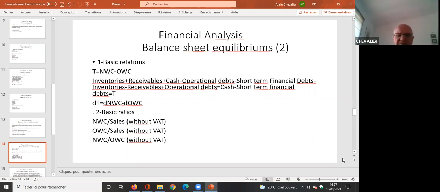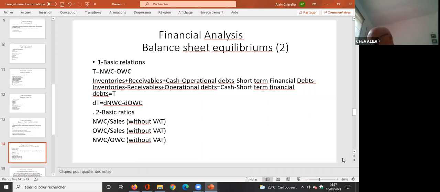The last one here is the net working capital divided by the operating working capital, which means you have an operating working capital, which is a financial need to finance your operations. How is it financed? I would raise a question. When this ratio is very high, close to 100%, that means that nearly all the financial need coming from the operation is financed by the net working capital. It means it's financed by an excess of total equity and long and medium-term financial loans.